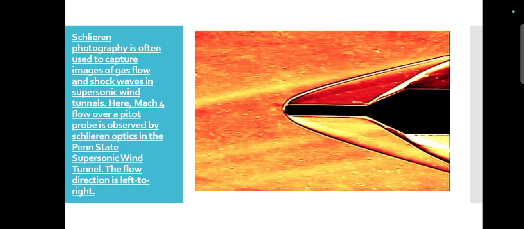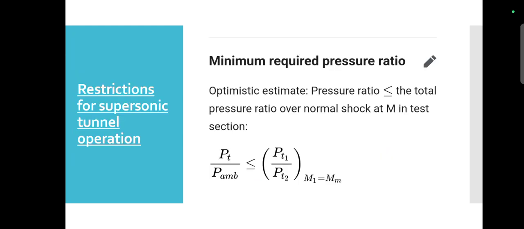Schlieren photography is often used to capture images of gas flow and shock wave in supersonic wind tunnel. Here, Mach number 4 flow over a pitot probe is observed by schlieren optics in the Penn State supersonic wind tunnel. The flow direction is left to right. And restriction for supersonic tunnel operation: minimum required pressure ratio.